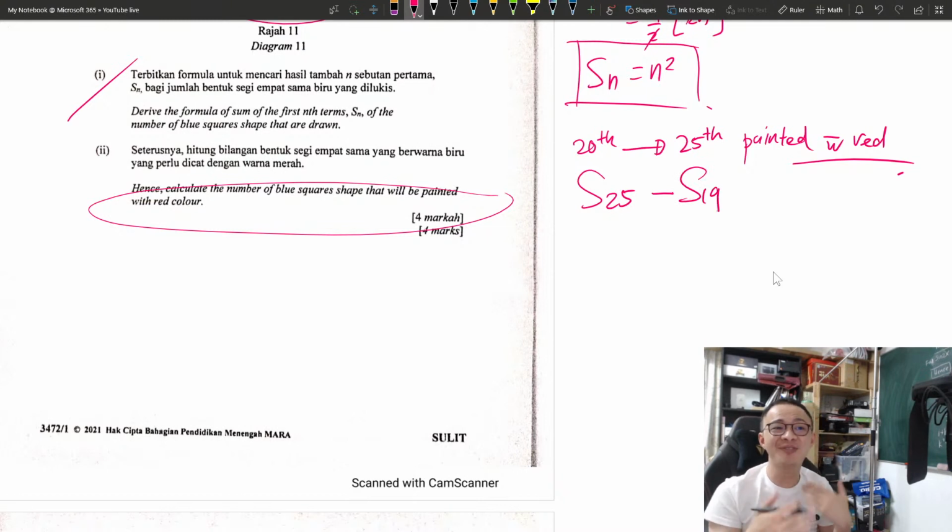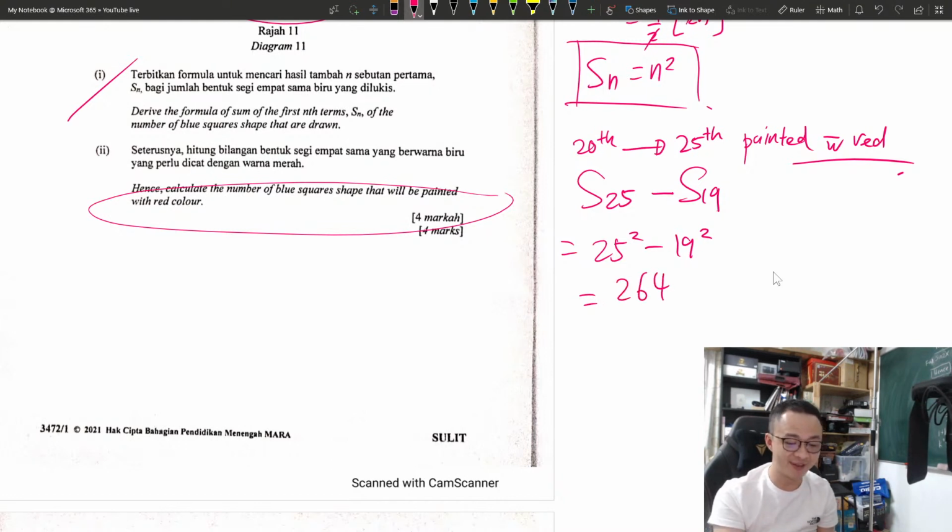Because I say from the first row to the 19th row is all blue color. So therefore, it's very easy, because the formula is n squared anyway. So this is 25 squared minus 19 squared. Then I just use the calculator for it, and I should be able to get the answer easily here, which is 264 red color squares, or squares painted with red color.